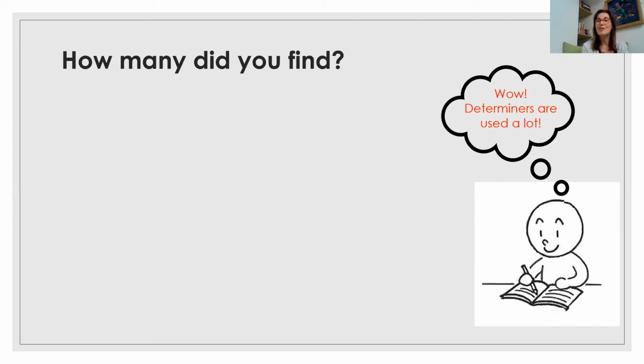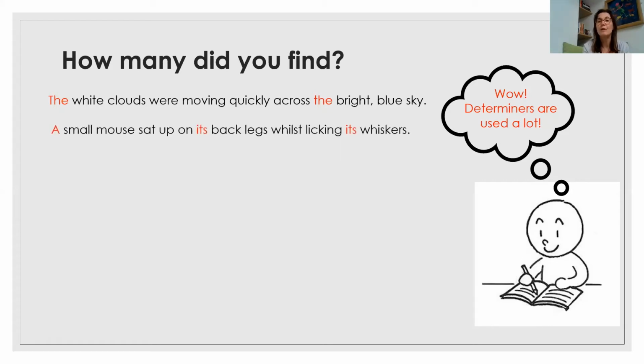Hello again. How did you do? Let's go through those examples and see how many you managed to find. Well, we did the first example together, and that was the and the. Let's look at example number 2. A small mouse sat up on its back legs whilst licking its whiskers. Let's look for the nouns in that sentence. We have mouse, we have legs, and we have whiskers. Before mouse, we've got small. That's the adjective, so it's not that word. It's the a determiner, so you should have underlined a.